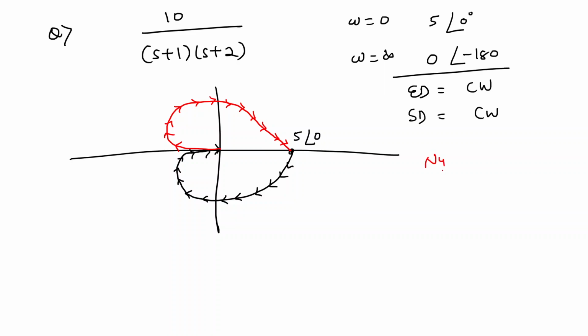This is the complete plot, because there are no poles and zeros at the origin. Okay, this is your answer. Now just remember this question, 10 divided by (s plus 1)(s plus 2). I'm going to the next slide. So the question was 10 divided by (s plus 1)(s plus 2). I'm adding one s square term in this question.